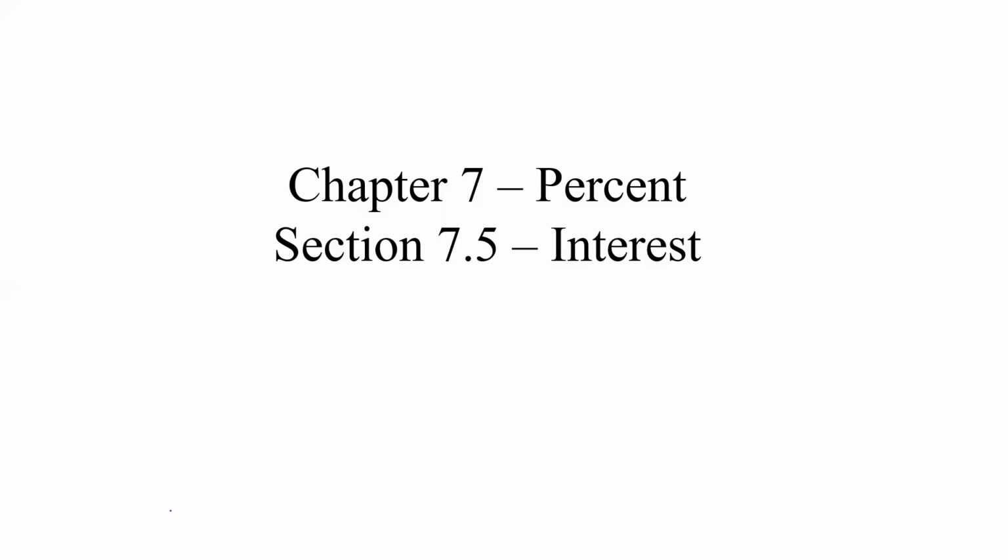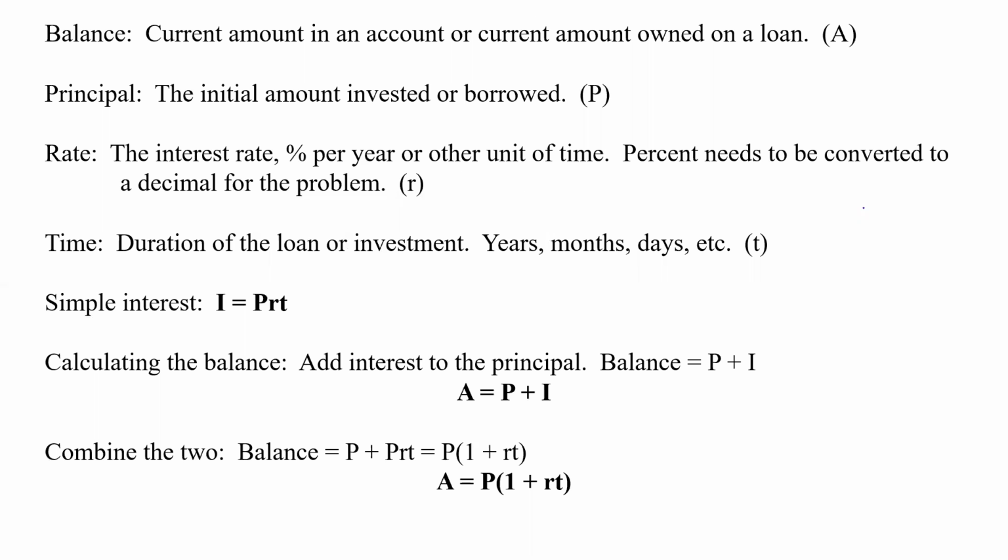Okay, let's look at Chapter 7, Section 7.5 on interest. When we do interest, we have several key terms, and these are all terms from finance. Since we have a balance, that's basically the current amount in an account or the current amount owed on a loan, and we label that as A.